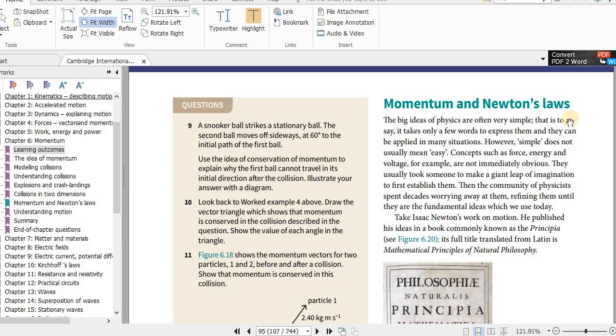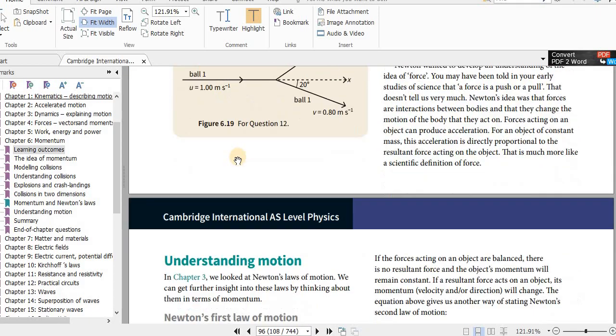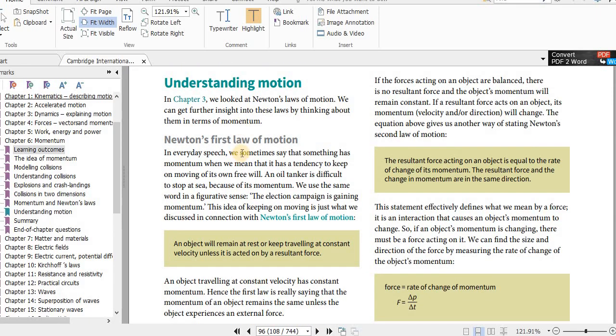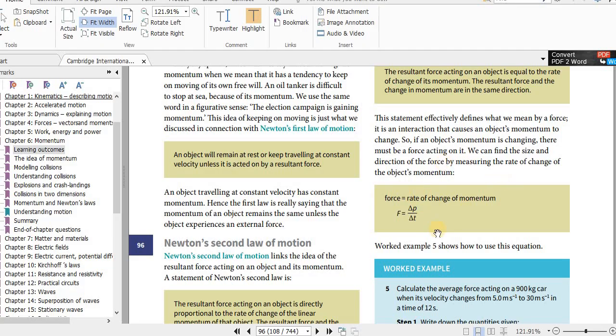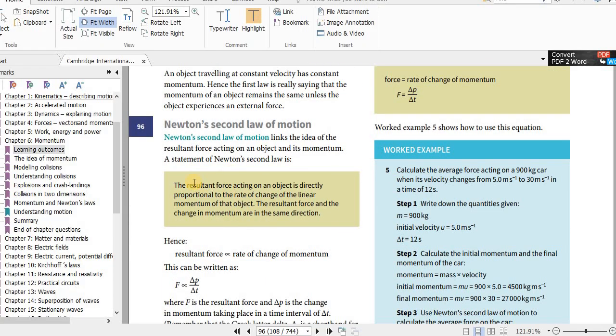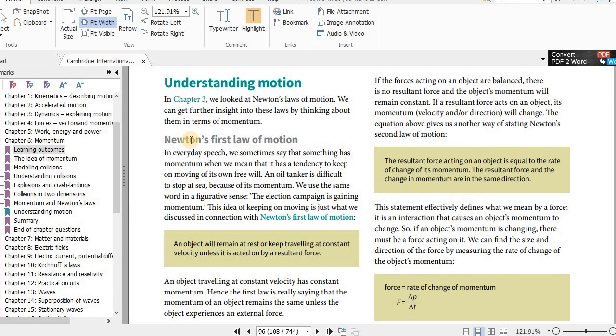Alright, the last topic is momentum and Newton's laws. You have to know the 3 laws: Newton's first law, second law, third law. You can see here what is Newton's first law, what is Newton's second law. Another way of saying Newton's second law is this, and also this. So you can see it's all under topics. Newton's first law: an object will remain at rest or keep traveling at constant velocity unless it is acted on by a resultant force. So this is Newton's first law, you should know it.